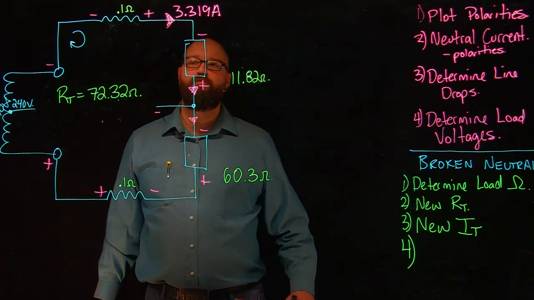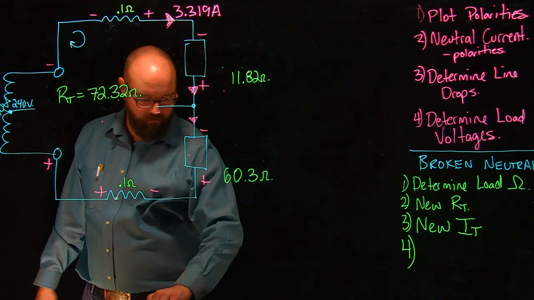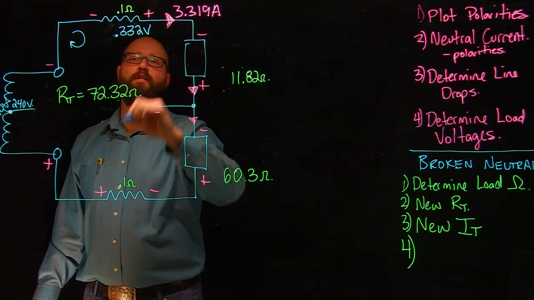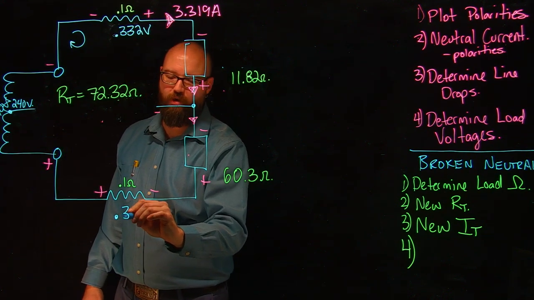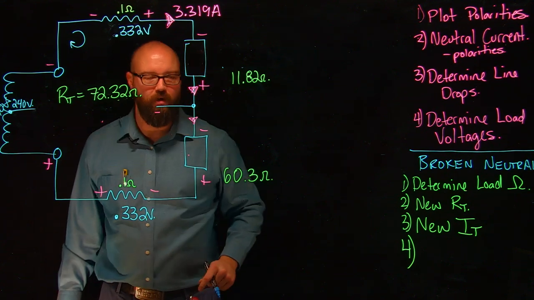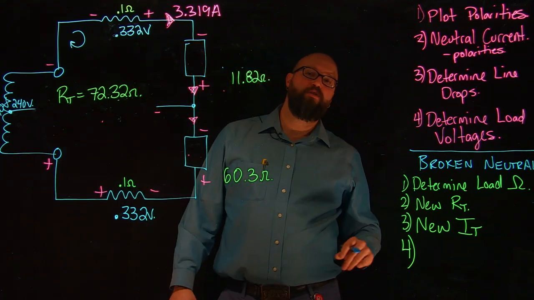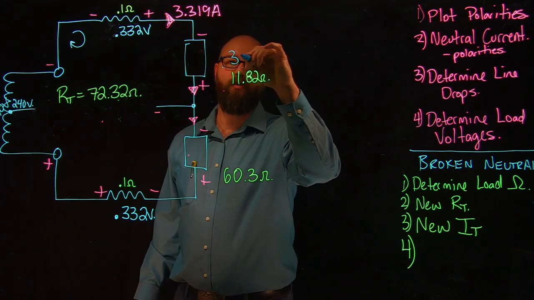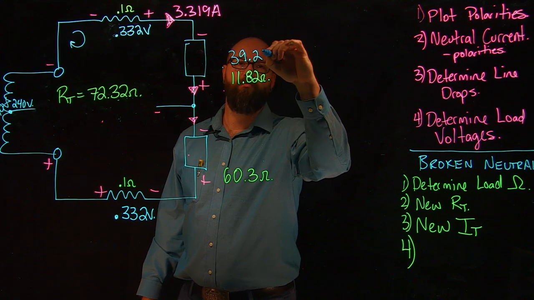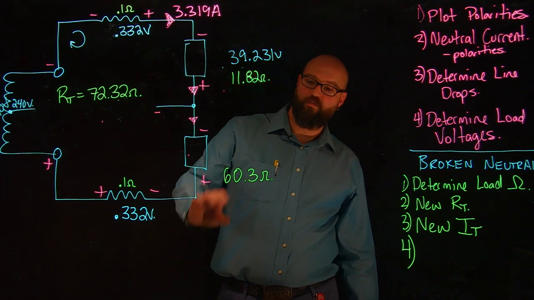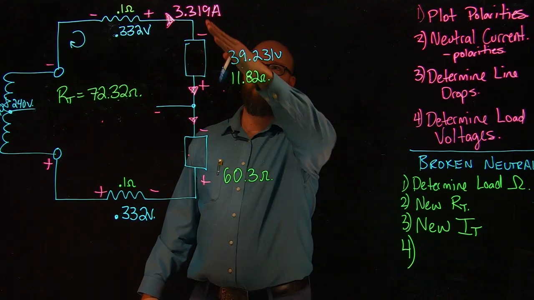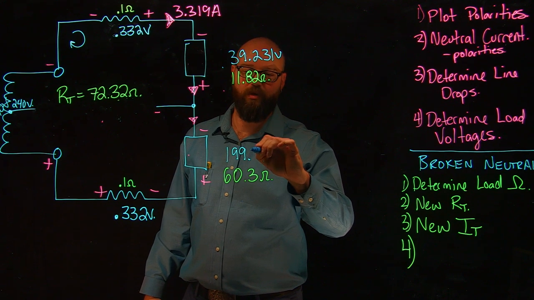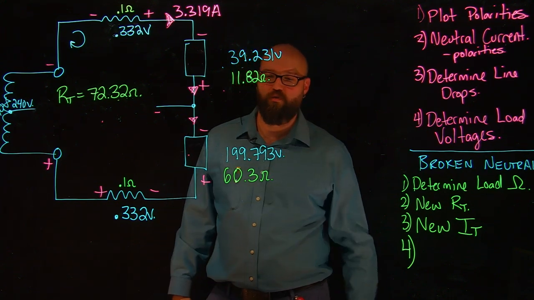We have 0.1 times 3.319, we should see about 0.332 volts here. Same thing down here, we should see about 0.332 volts. At our 11.82 ohm load with 3.319 amps, we should see a voltage of around 39.231 volts. And with an ohmic value of 60.3 and a current value of 3.319, we should see around 199.793 volts across this load here.